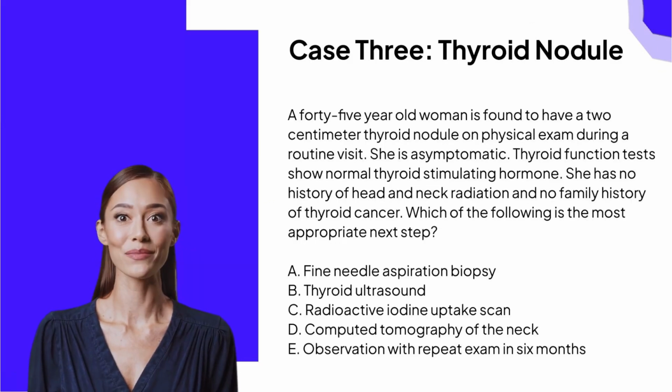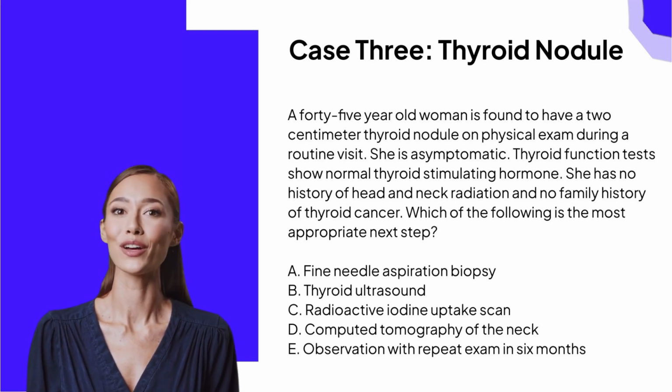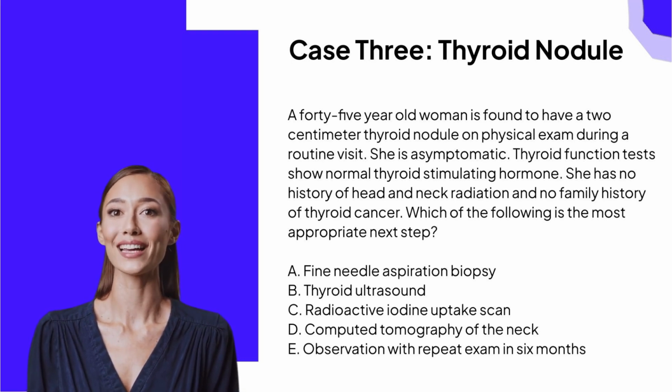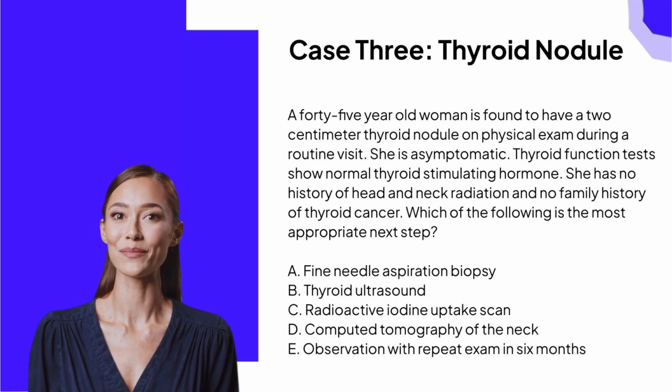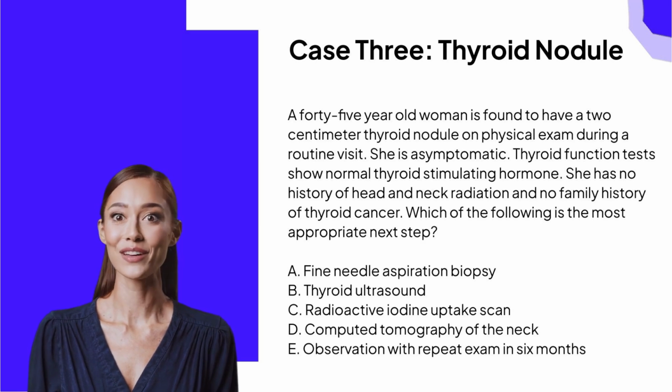Case 3. This is a bread-and-butter board question about thyroid nodule workup. A 45-year-old woman with an incidentally discovered 2-centimeter nodule. She is asymptomatic with normal thyroid function. No red flag history. What is your next step? This tests whether you know the standard algorithm for Thyroid Nodule Evaluation.